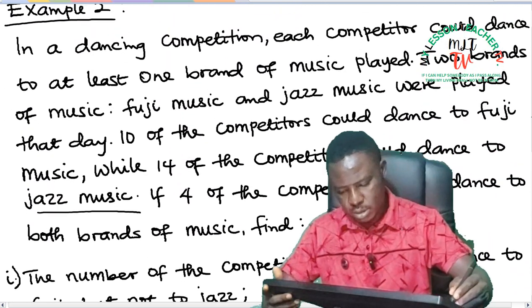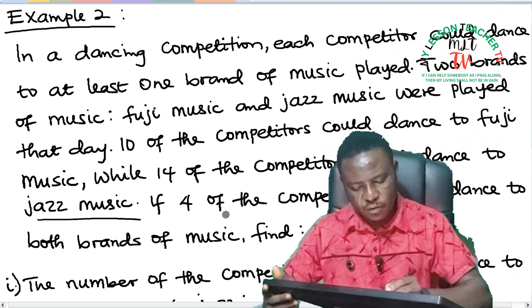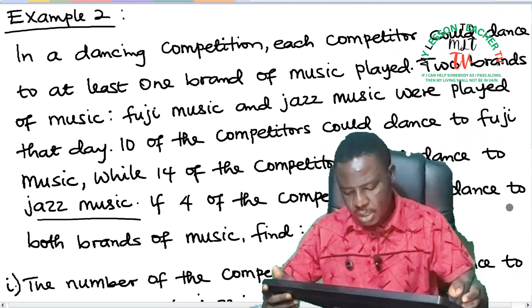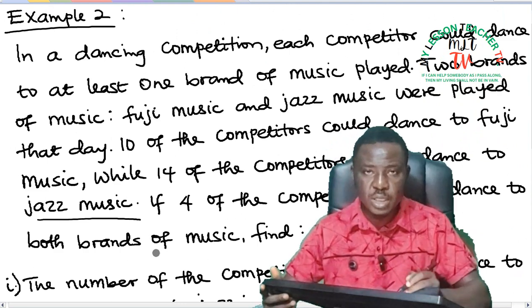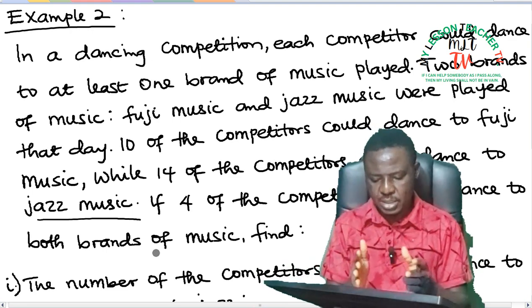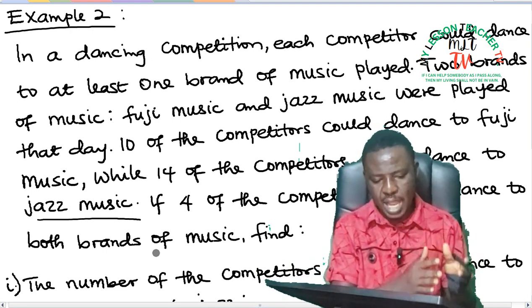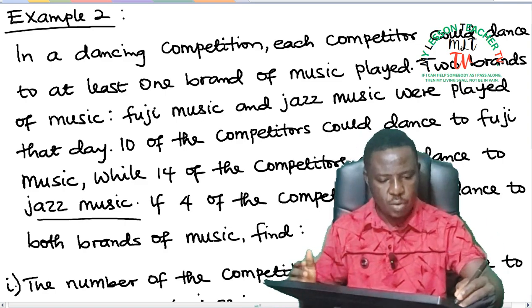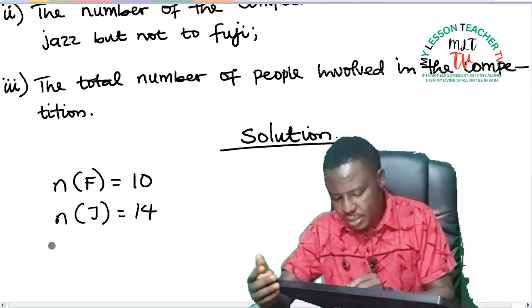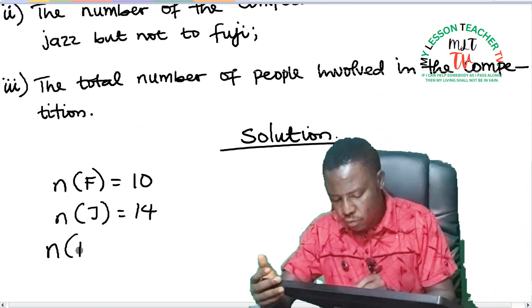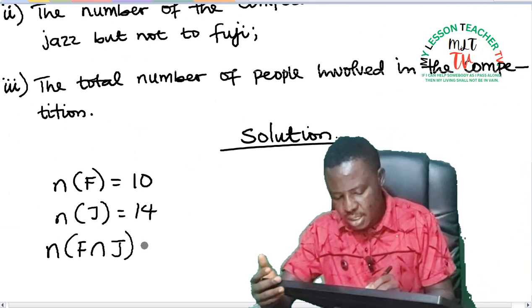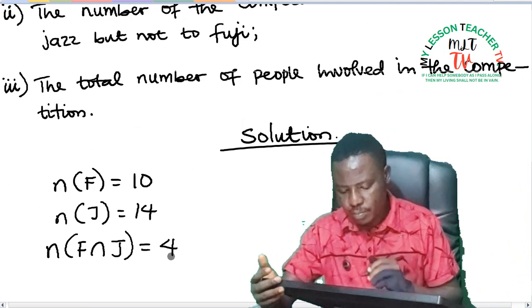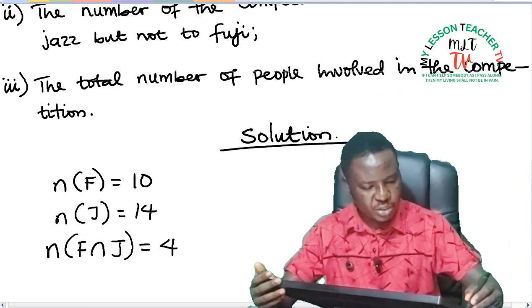What else did they give us? That 4 of the competitors could dance to both brands of music, meaning 4 persons could dance to both jazz and Fuji, and we represent this by saying n of Fuji intersection jazz is 4. Remember, they didn't give us the universal set.